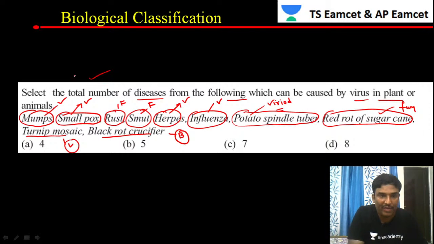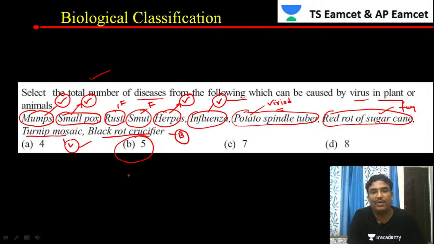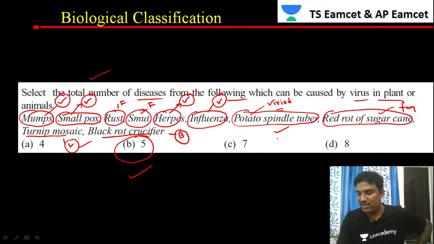So now find out how many viruses are there. 1, 2, 3, 4, and here 5. So we took 5. Answer will be B. Potato spindle tuber virus is a viral disease.